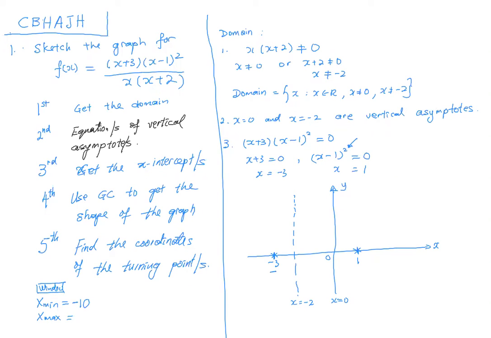So if you choose negative 10 and 10, and if I choose 8 for my X maximum, can or not? Yes, you can also. So you choose that, then you do a zoom fit. If not, you straight away do a zoom standard. And your friend gave you the graph already. You can.